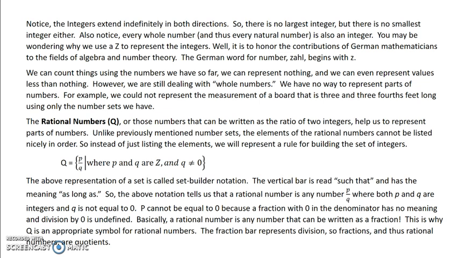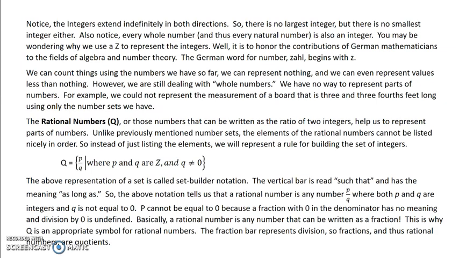So we can count things using the numbers we have so far. We can represent nothing, and we can even represent values that are less than nothing with negative numbers. However, here we're still dealing with whole numbers. We have no way to represent parts of numbers. For example, with the numbers that we've talked about so far, we could not represent the measurement of a board that is 3 3/4 feet long. We have no way to represent 3/4.